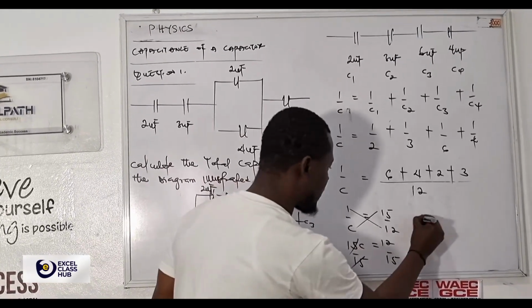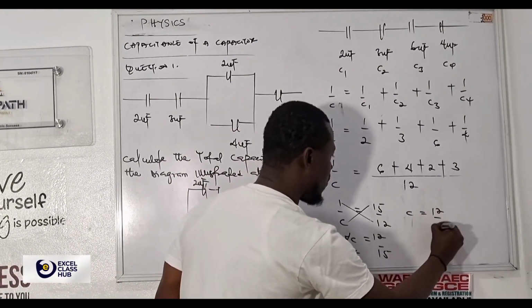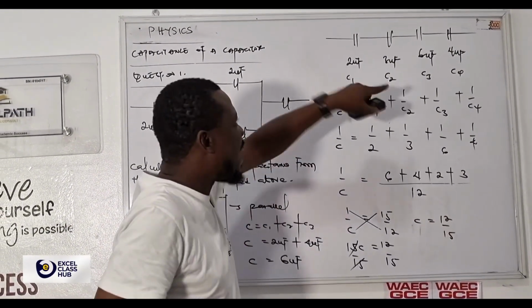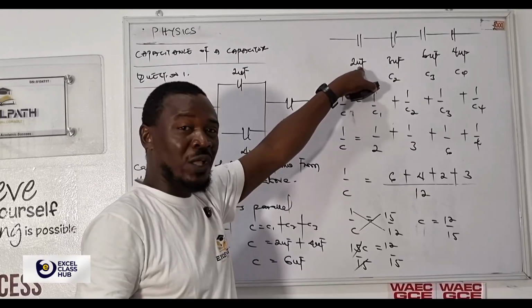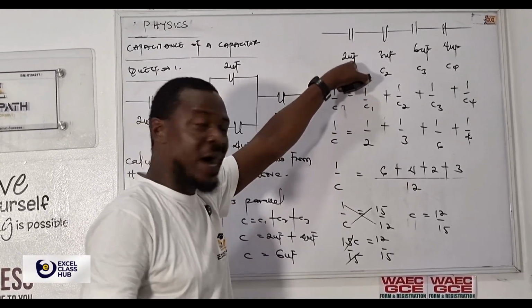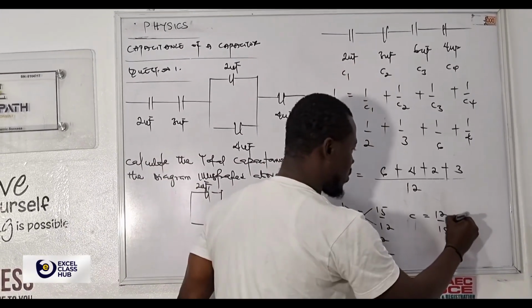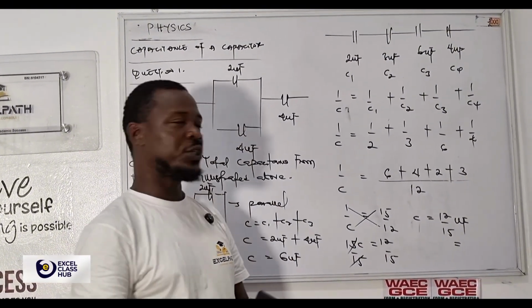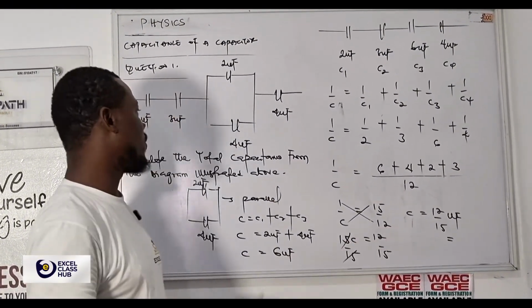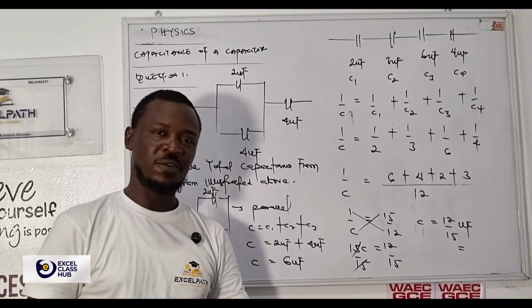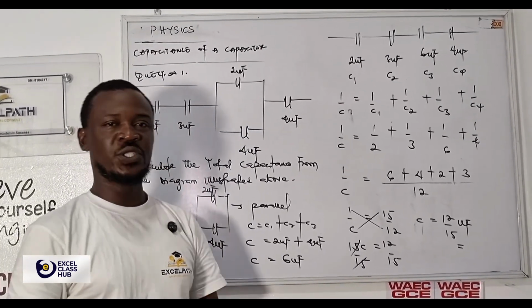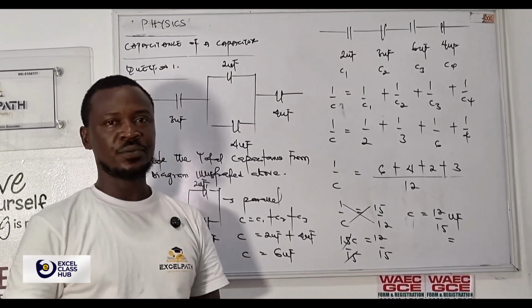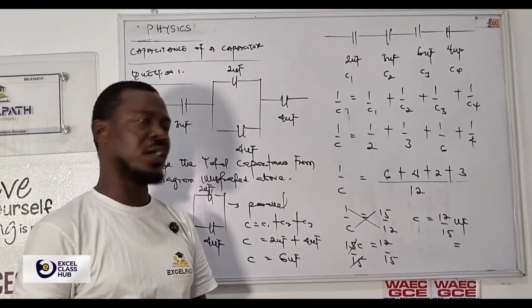So what's your final answer for C? Your C is 12 over 15. Remember, the question we are given is in micro. I told you that this mu is micro. You put it back. So you now have it as 12 over 15 microfarad, which is your answer for the total capacitance from the question given from the JAMB past question. I believe this one is well clear.